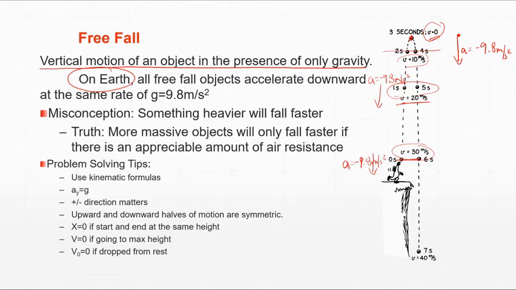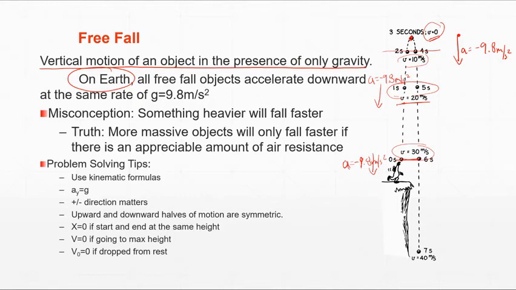Now, here's a common misconception. A lot of people think that things that are heavier will fall faster, and that's actually not true. It's not true at all. More massive objects will only fall faster if there is an appreciable amount of air resistance. So if there is a lot of air resistance, that's going to be a different story. However, in this case, when we're looking at just a baseball or whatever, if you look at it in terms of a vacuum, then both objects, no matter what their mass is, will fall at the same rate of 9.8 meters per second squared.